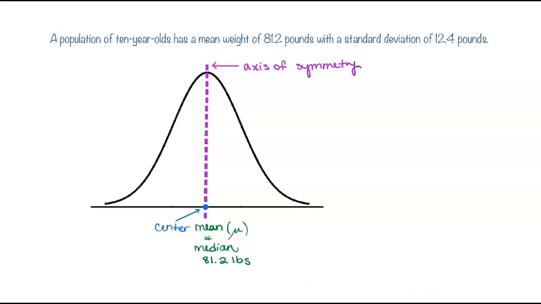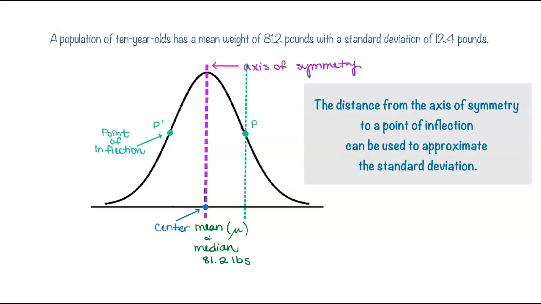Also notice on the normal curve that the direction of the curve changes. Near the center of the curve, the bend goes one direction, but on the edges, the bend goes the other direction. The 2 points where the direction of the bend changes have a special name. These are called points of inflection. We will label one of them P and the other P prime. And what's really useful about these points of inflection is that the distance between the axis of symmetry and a point of inflection is approximately equal to the standard deviation.